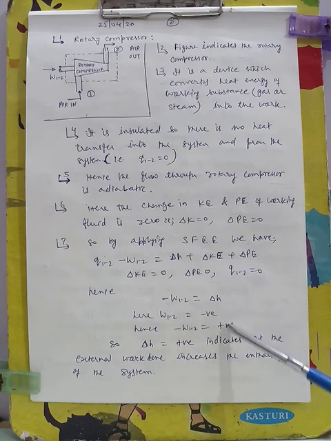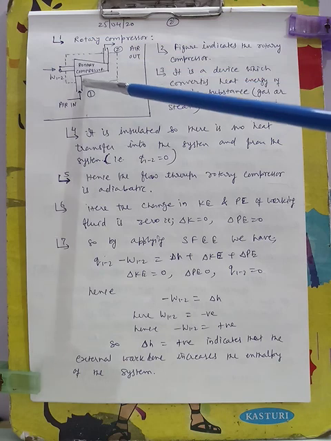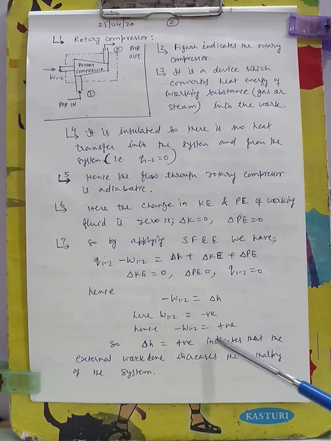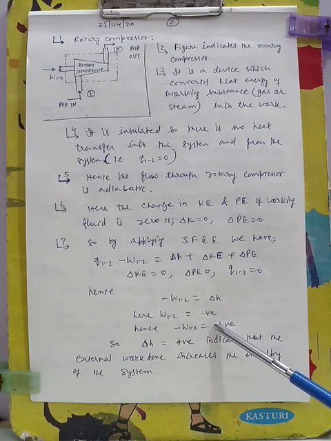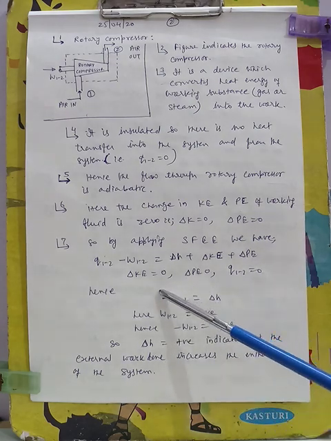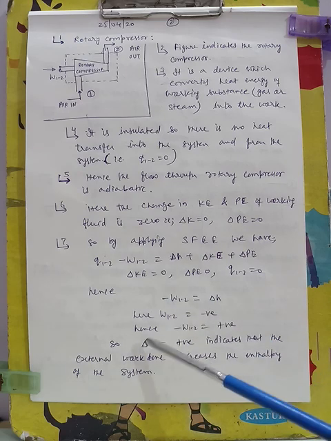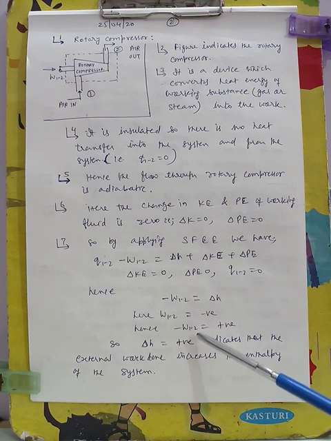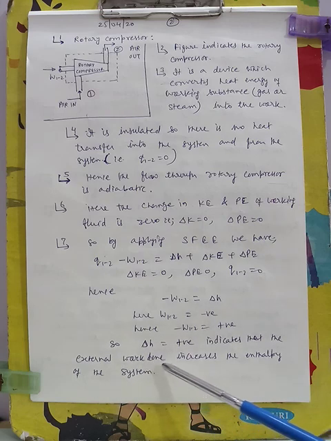Here W12 is negative as the work is done on the system. We are rotating the shaft of the compressor. Hence W12 is negative, so minus W12 will be positive. So in this equation, minus W12 is positive, so delta H is positive. Delta H means change in enthalpy is positive. Change in enthalpy being positive indicates that the external work increases the enthalpy of the system.